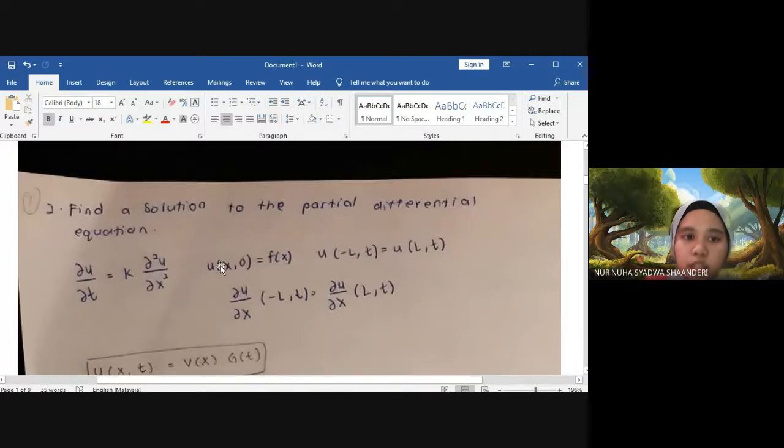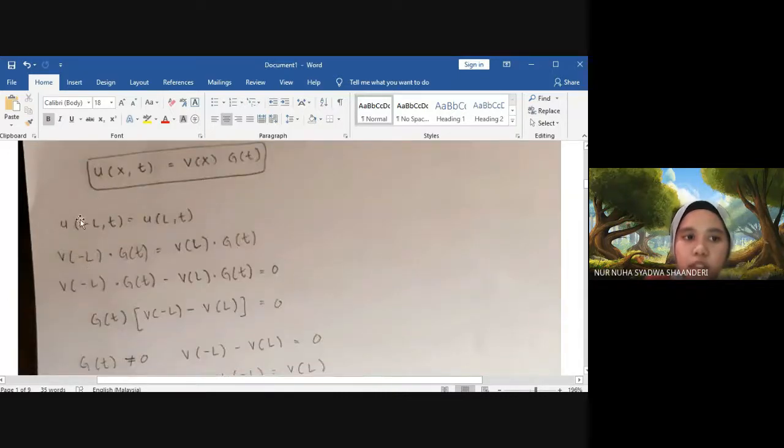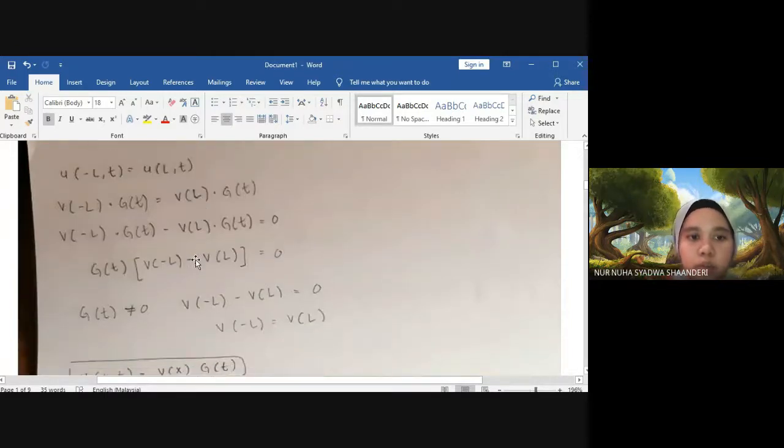del x squared, u(x,0) equals to f(x), u(-L,t) equals to u(L,t), and del u over del x (-L,t) equals to del u over del x (L,t). So this is the general equation that we know, and we substitute on the left hand side x with negative L, and on the right we substitute x with L. So we bring this equation to the left and we put the negative sign and equals to 0.